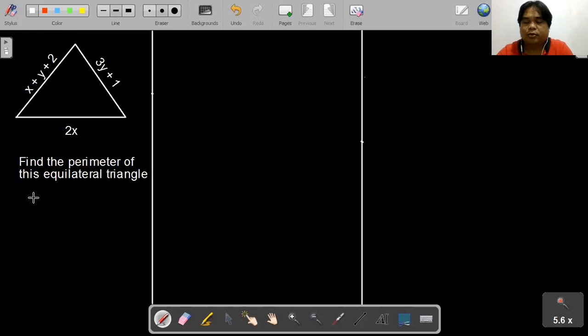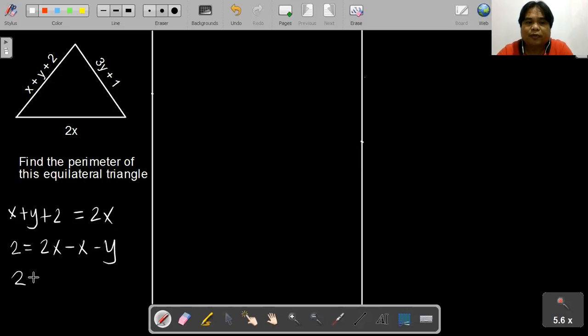So what I'm going to do is I'll equate the sides. Okay, the reason I can equate these two sides of the equilateral triangle is because according to the definition of an equilateral triangle, all of its sides are equal. And then right after that, I'll just have to simplify. So what I'll do is, okay, I'll transpose the x and y to the other side and then further simplify.